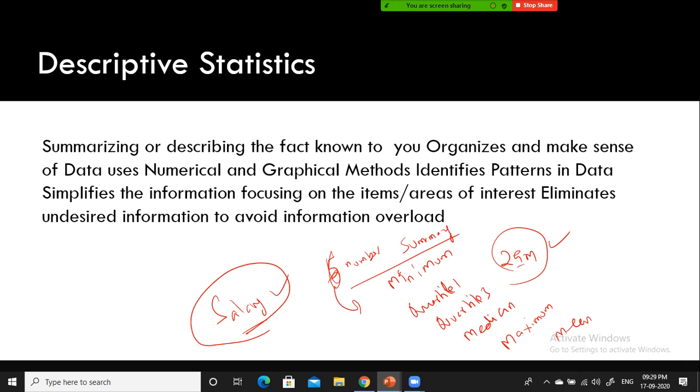So descriptive statistics, unlike inferential statistics, as I told you, in statistics two branches are there. One is inferential statistics, other one is descriptive statistics. Unlike inferential statistics, in the case of descriptive statistics, it seeks to describe the data but does not attempt to make any inferences from the sample to the whole population.